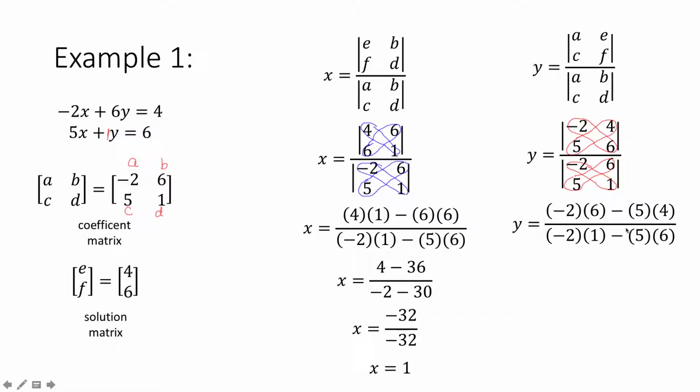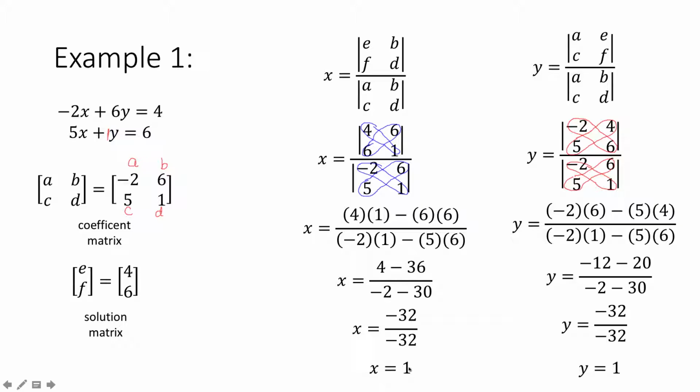After I do that, I simplify. -2 times 6 is -12. 5 times 4 is 20. Bring down my subtraction sign. -2 times 1 is -2. 5 times 6 is 30. Bring down my subtraction sign. Then I simplify some more. -12 minus 20 is -32. -2 minus 30 is -32. And then I divide. -32 divided by -32 is 1.